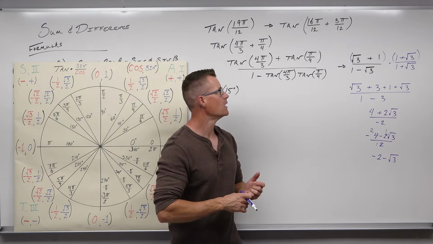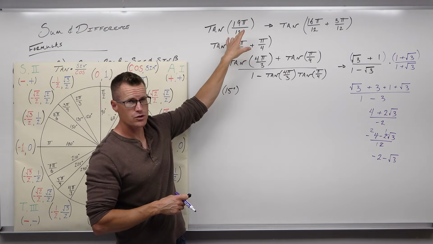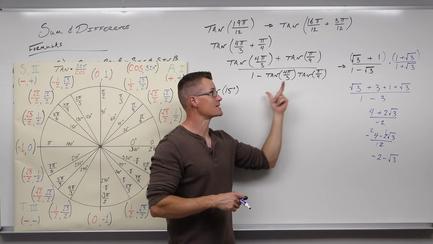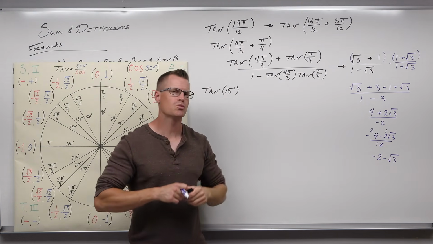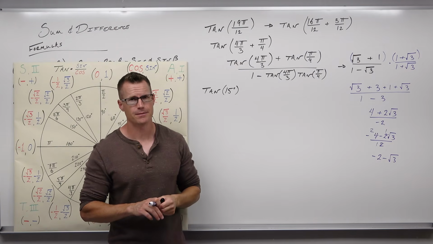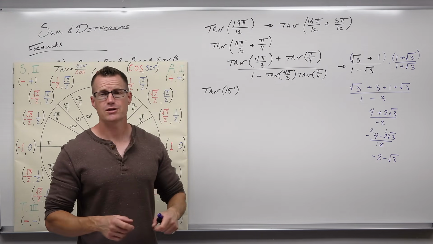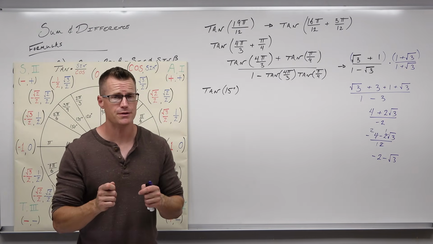So hopefully that makes sense to you. We took a look at this and said, that's a larger fraction. Let's make sure it's addition. We use a sum formula for tangent and then simplify what we get out of that. Make sure you rationalize if you got a square root on the denominator. We're going to get something very similar with tangent of 15 degrees, but I really want you to think about this.